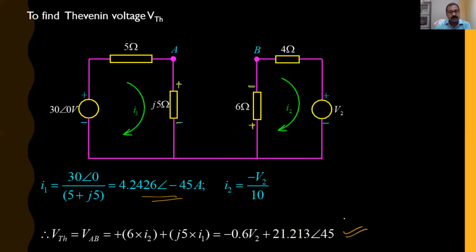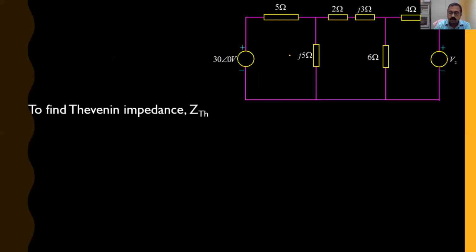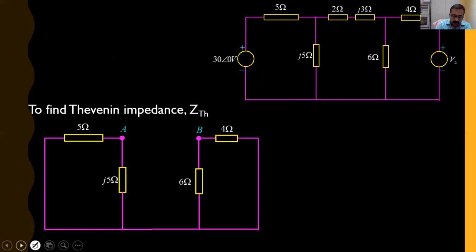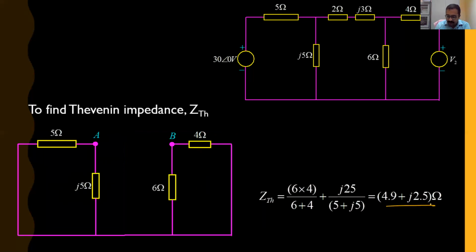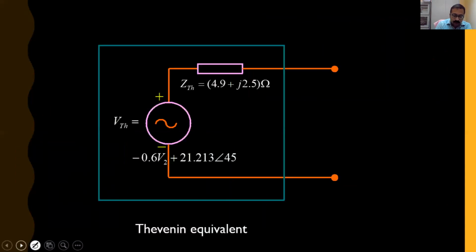Now what next? We have to find the Thevenin impedance ZTH. How to find that? You replace all sources by their internal impedances, so this must be shorted, this must be shorted. So you will get like this. What will be the effective impedance seen between points A and B? Assume a current is entering through B. What happens? These two will be in parallel, these two will be in parallel. So 4 and 6 are in parallel, 5 and J5 are in parallel. That means this will be your effective impedance, 4.9 plus J2.5. Now what next? This is the Thevenin equivalent.